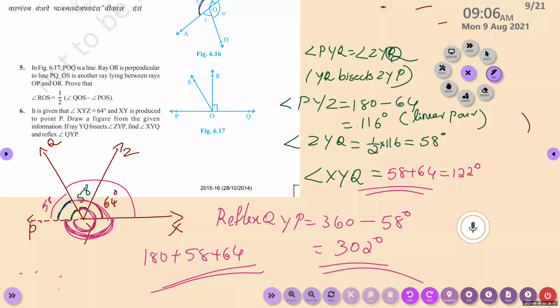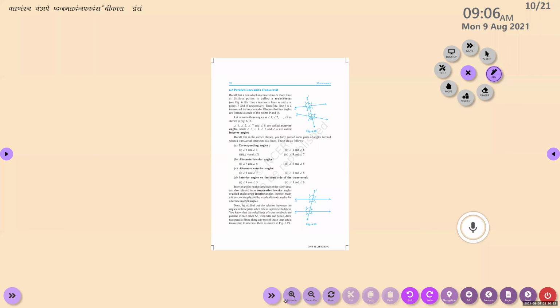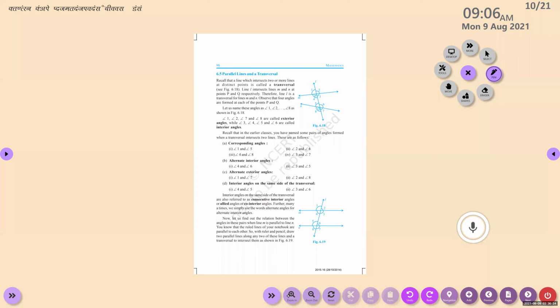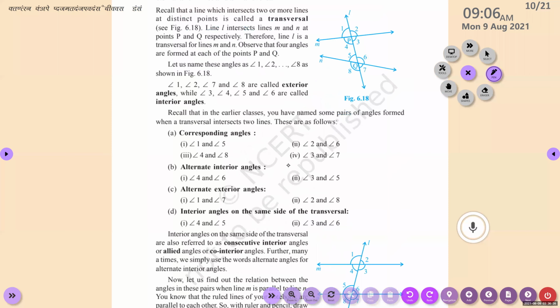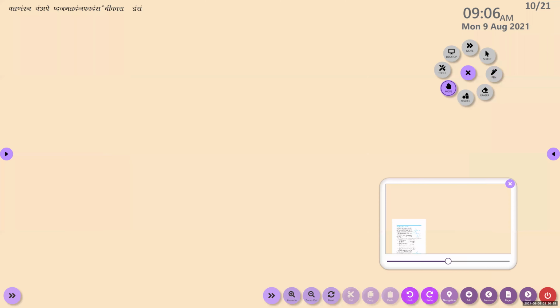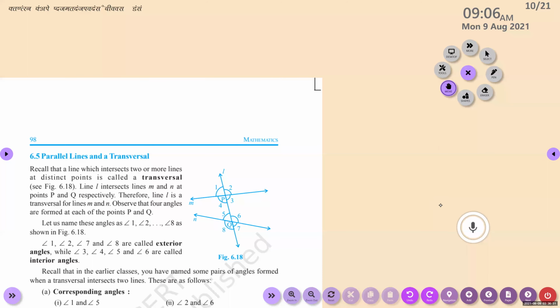Attendance, one second please. Before that, the next heading is parallel lines and transversal. Write this heading, all of you.